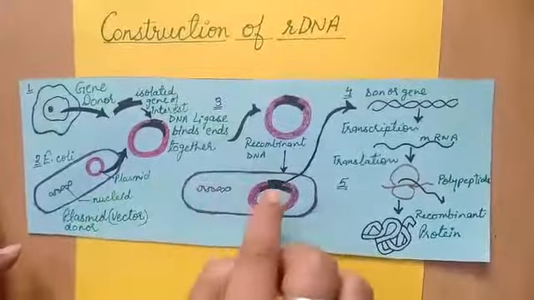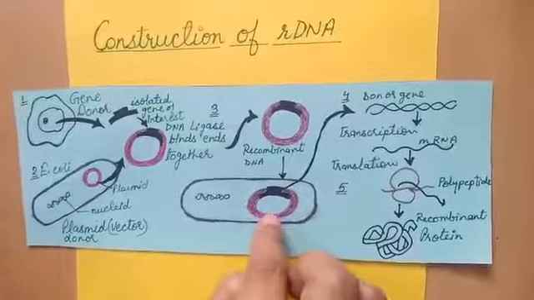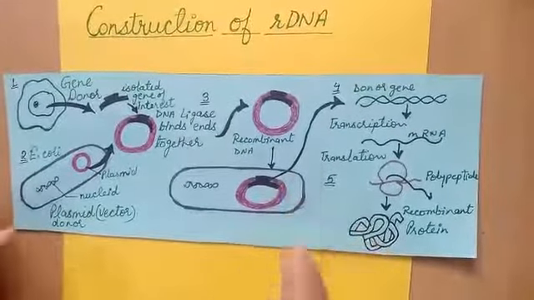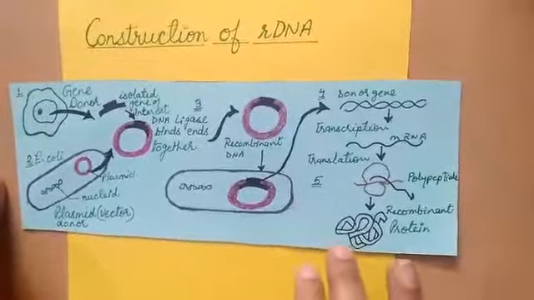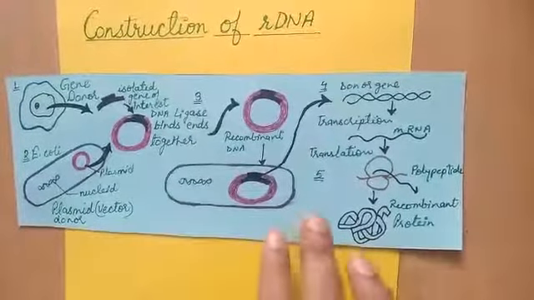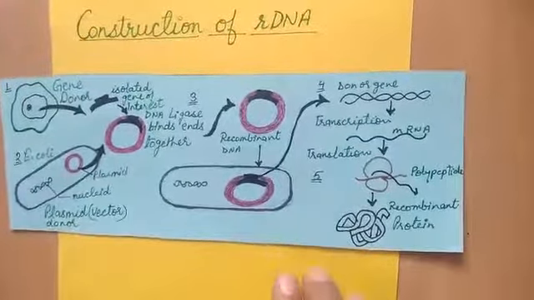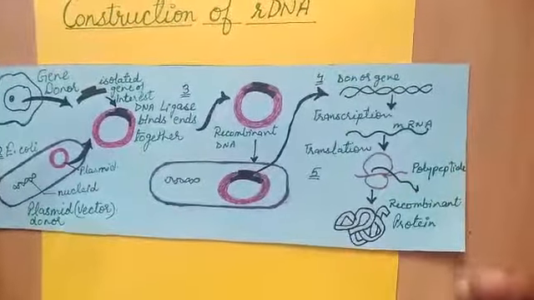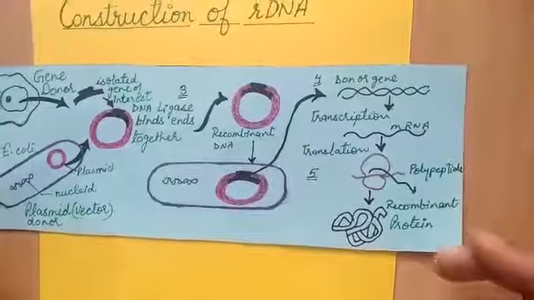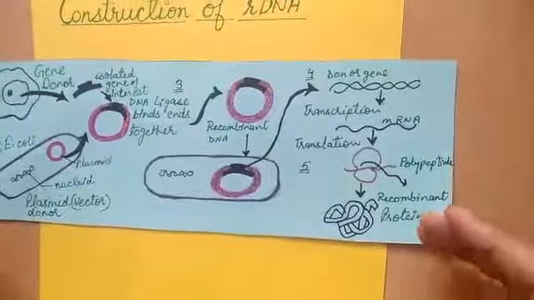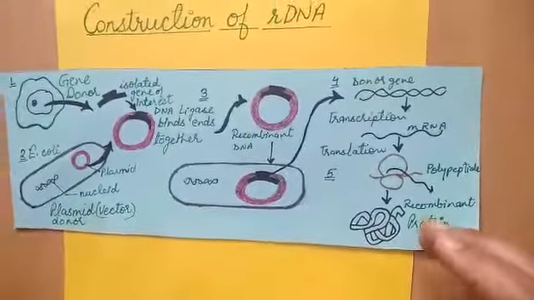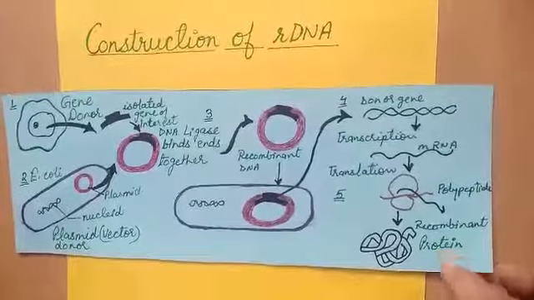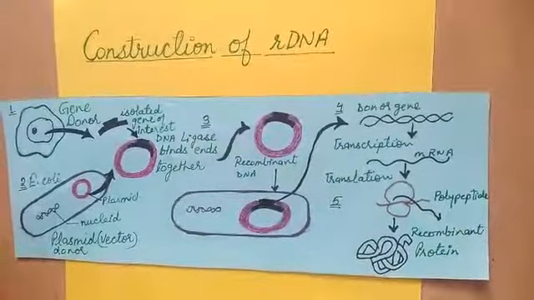When this recombinant DNA is multiplied with the help of plasmid, the gene of interest also amplifies, and by following the molecular biology rule, that is central dogma, this DNA will make messenger RNA, and messenger RNA will make recombinant protein. This recombinant protein has all the desired characters. The most important step is the formation or construction of recombinant DNA.